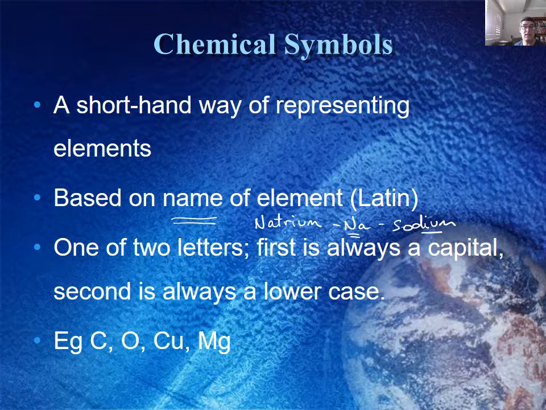So when the symbols are being used, they will either be 1 or 2 letters, and the first letter is always a capital. So if it's on its own, it will be capital H for hydrogen. If there are 2, then the first one will be capitalized and the second one will be lowercase, as in the case of helium. And you can see some examples on the bottom of that slide.